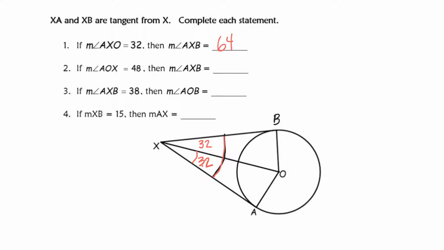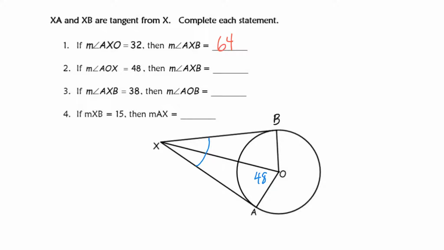Number 2, I'm going to erase everything here because I want to forget that. Okay, so let's erase that. Okay, number 2, we know that AOX is 48. I want to know AXB. So again, I want to know this big one.